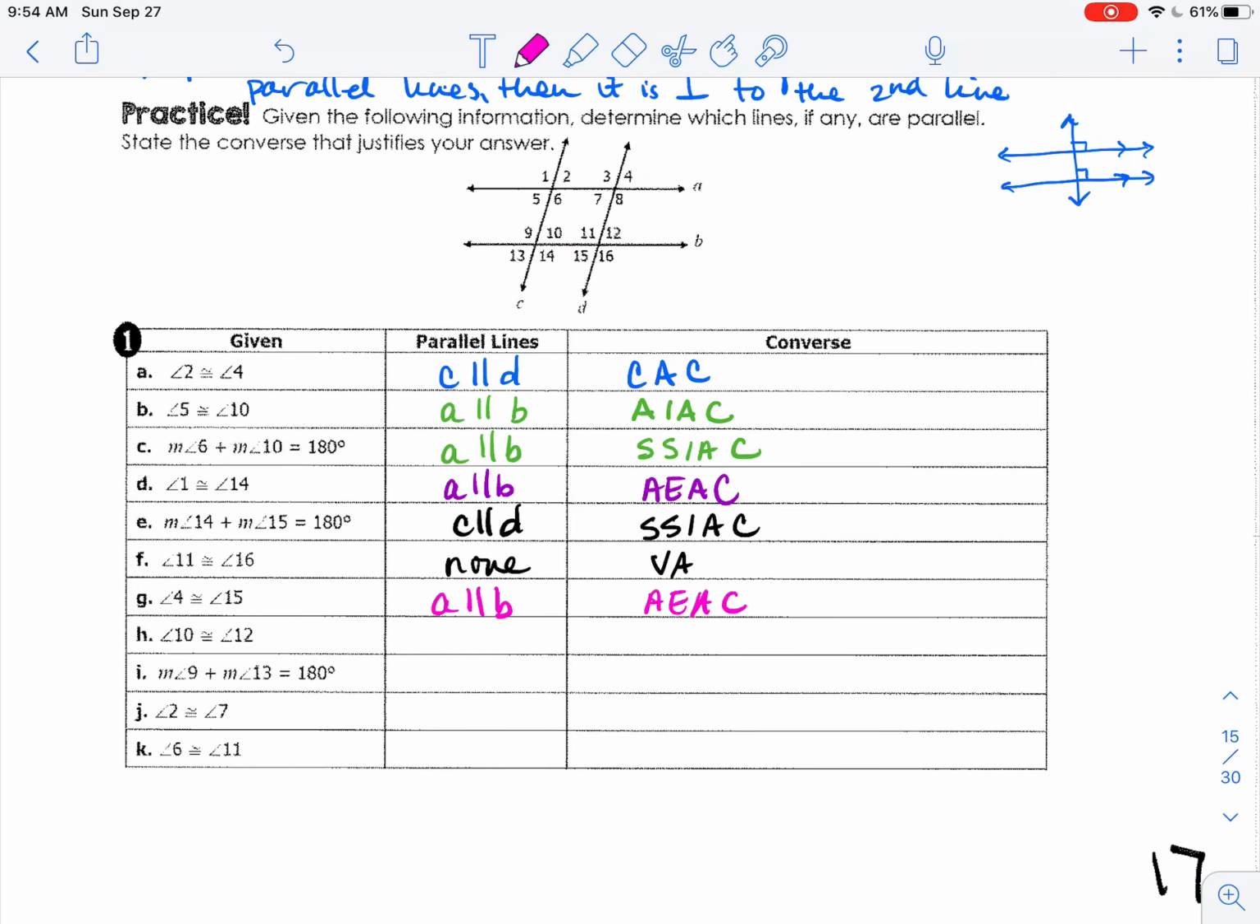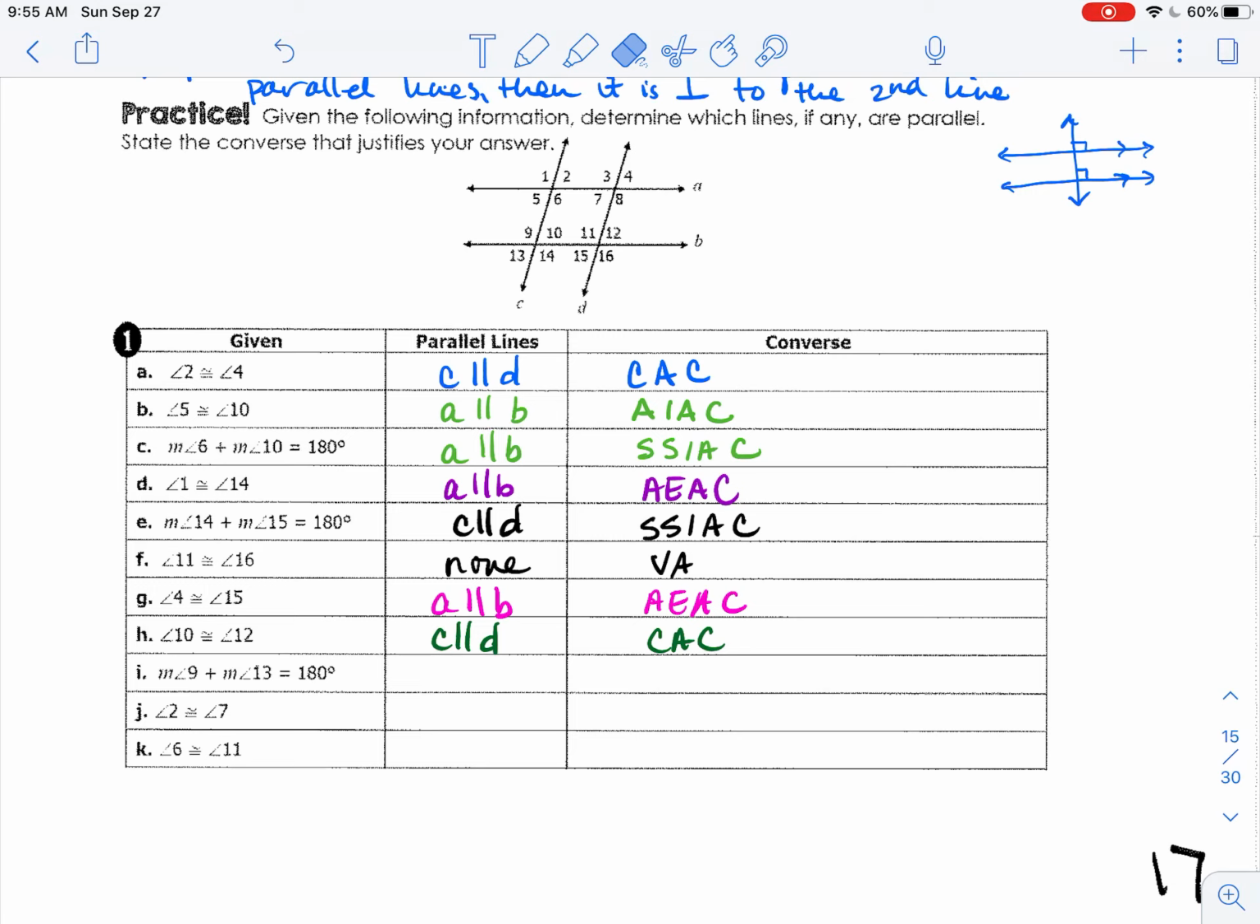Okay, angles 10 and 12. Let's look at those. 10 and 12. Okay, so if those are congruent, I've got the two groupings here and here. That's going to prove C and D are parallel. And they are corresponding. So this is the corresponding angles converse because they're in the same position on each of those groupings.